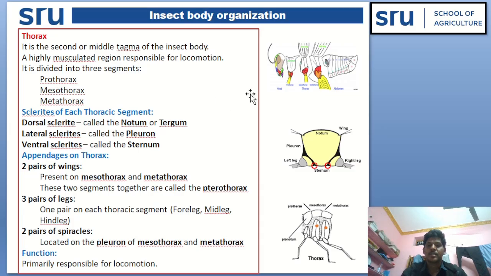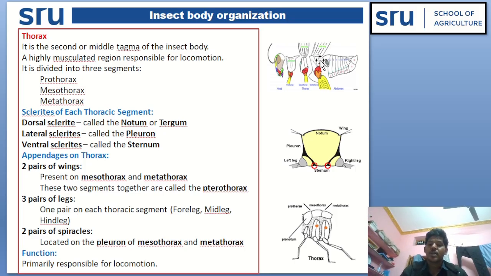Next is the thorax. The thorax is the second or middle tagmata of the insect body. The anterior-most tagmata is the head, and the middle tagmata is the thorax. It is a highly musculated region responsible for locomotion due to the presence of wings and legs in this region. It is divided into prothorax, mesothorax, and metathorax.